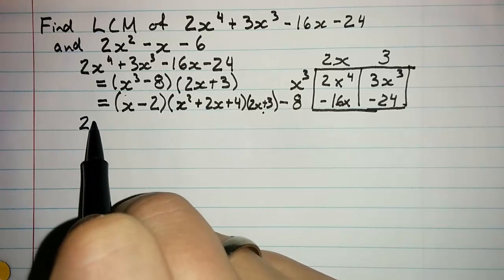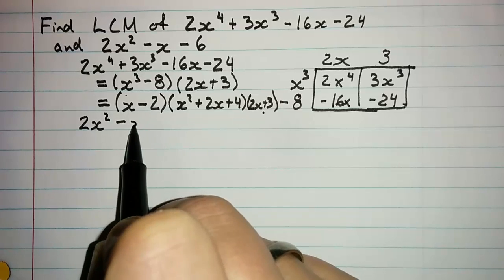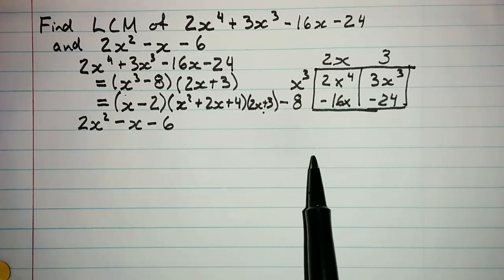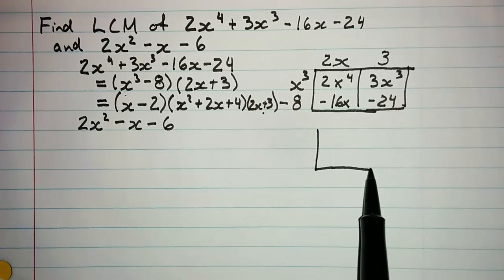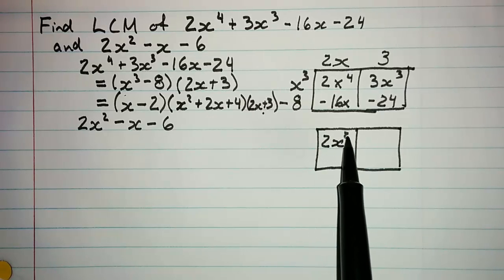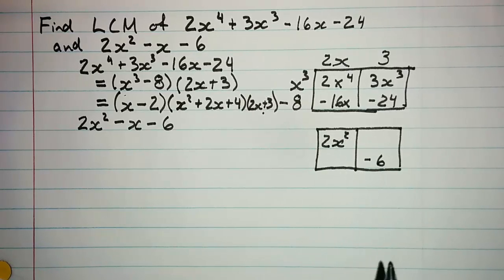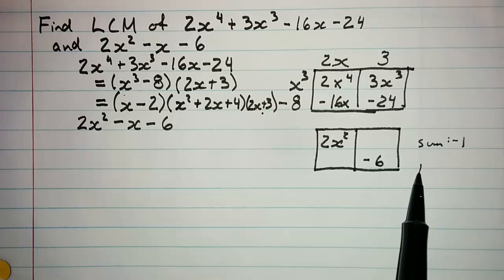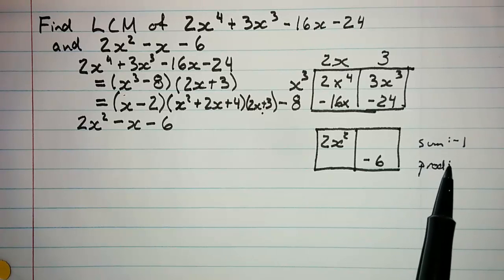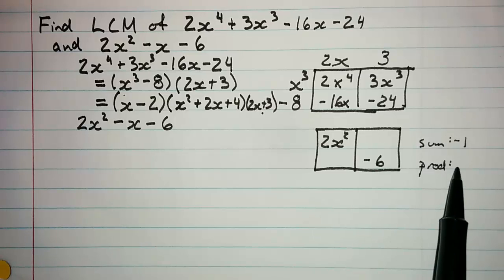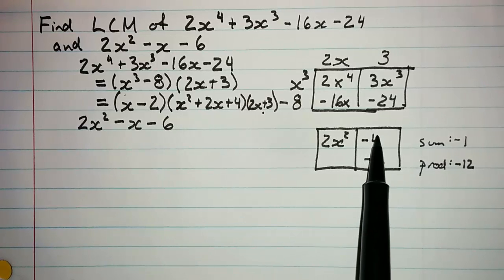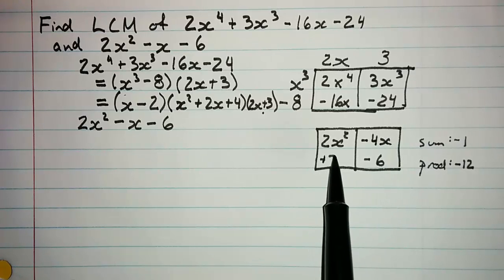Next, we'll factor 2x squared minus x minus 6. Here we'll want to use the AC method. We have our 2x squared, our negative 6, and then we want two numbers whose sum is negative 1 and whose product is 2 times negative 6, which is negative 12. A little bit of thought will tell us that we want negative 4x and positive 3x.